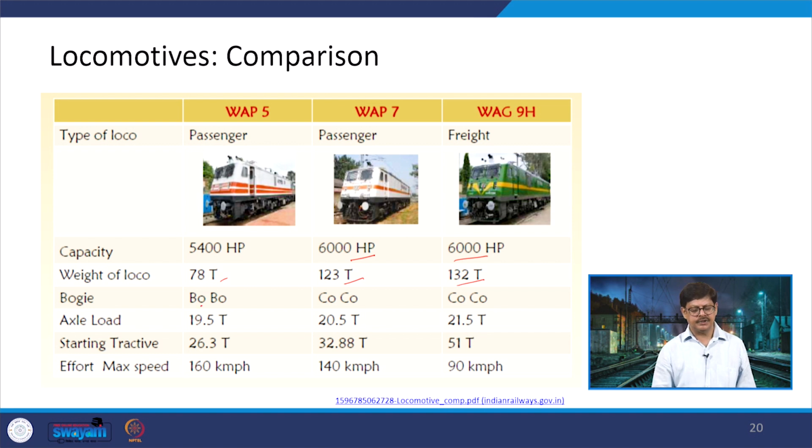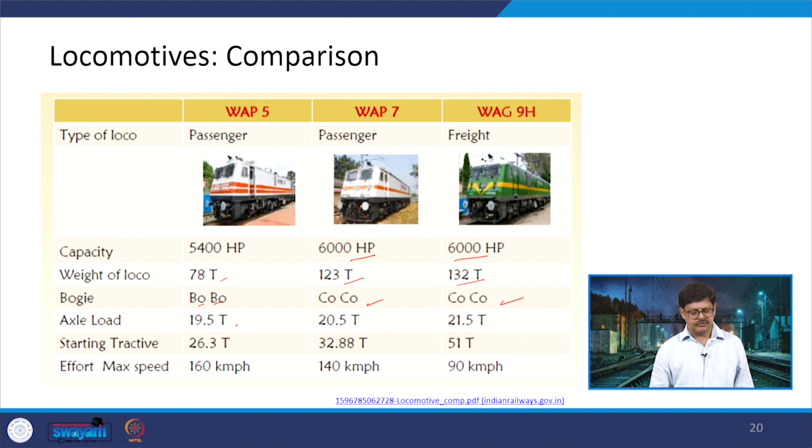Bogies, here you can see the Bo-Bo combination. That means there are 2 independently driven wheel sets, and then another bogie is having the same thing. But in the case of WAP7, WAG9H, we have Co-Co. That means 3 such independently driven wheel axle combinations are there per bogie.